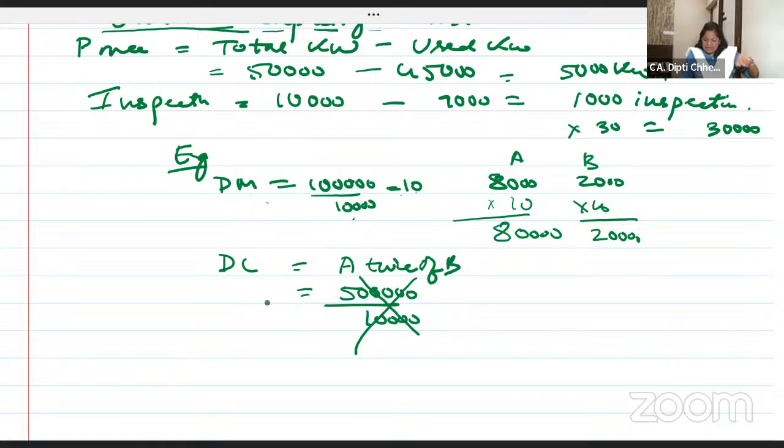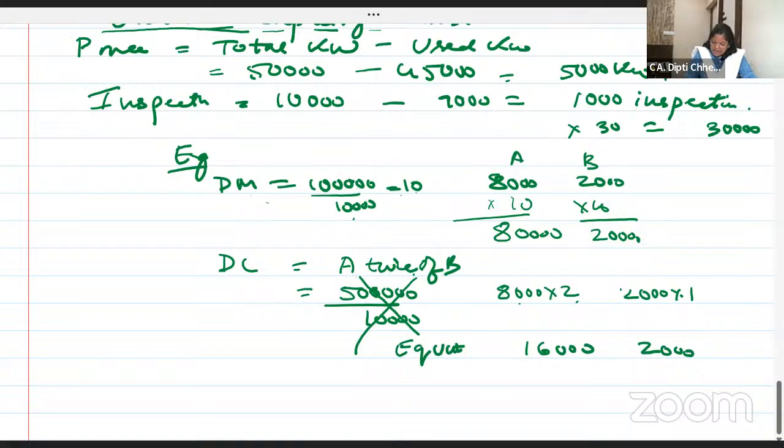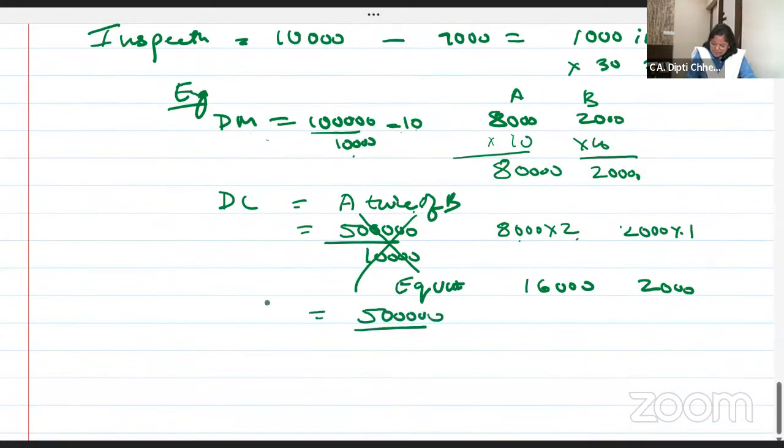Direct labor cost is 5 lakh. Divide by 10,000, over and out? Wrong, because they said A uses twice the labor of B. So here it is 8,000 units into 2, here it is 2,000 units into 1. So what are the equivalent units? 16,000 and 2,000. Now can we divide 5 lakh labor cost by 18,000 units? That gives 27.78. Do you understand? So many times you cannot divide directly by number of units, number of batches, as that's not the cost driver. You have to multiply and carefully take.